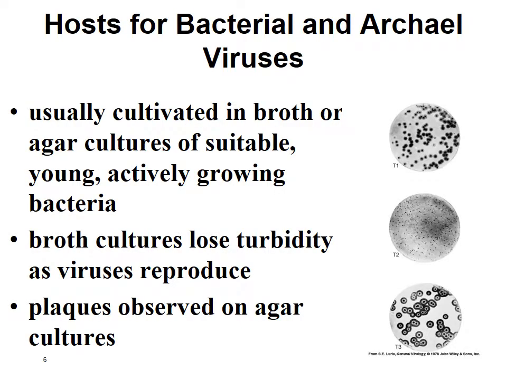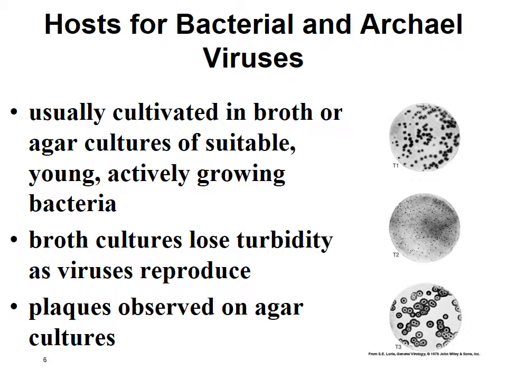Viruses that infect bacteria and archaea are normally cultivated in either nutrient broth or nutrient agar cultures of young, actively growing cells. In some infected cultures, so many of the bacterial or archaeal host cells are destroyed that a normally turbid looking culture very rapidly clears because of cell lysis.